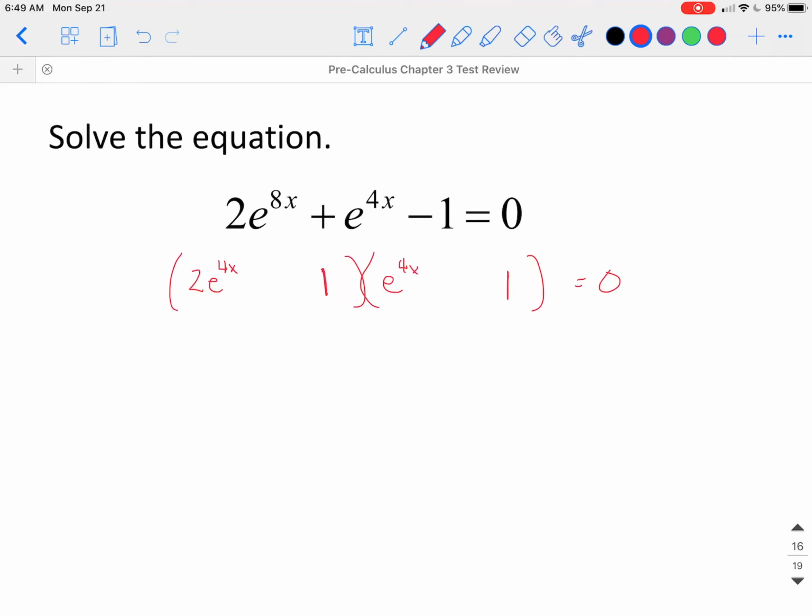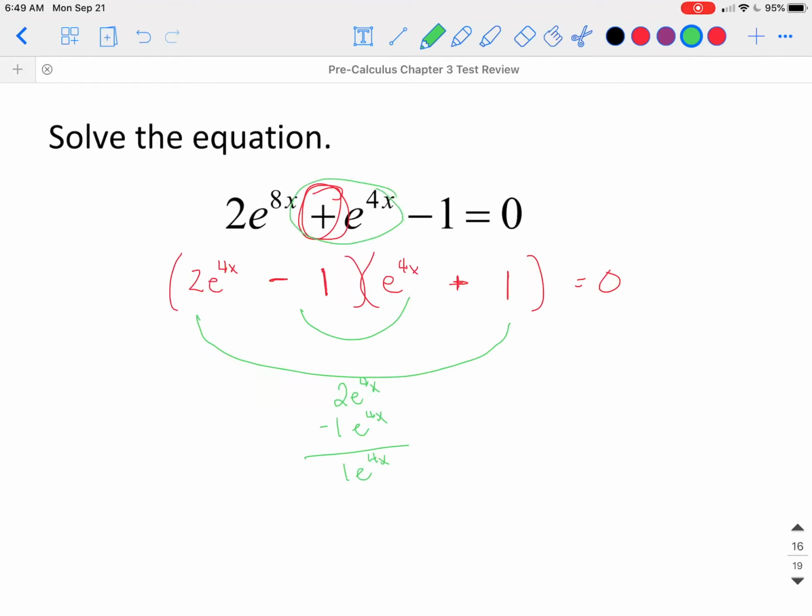Remember, the O and the I: when you multiply the outside and the inside and put those two together, you do want to end up with a positive 1 here. So if we have plus here and a minus here, if we check the O and the I, 2 times 1 gives me 2e to the 4x. The inside part is negative 1e to the 4x, and together, that's going to give us a positive 1e to the 4x, which is what we wanted here. So we are good on our factoring.